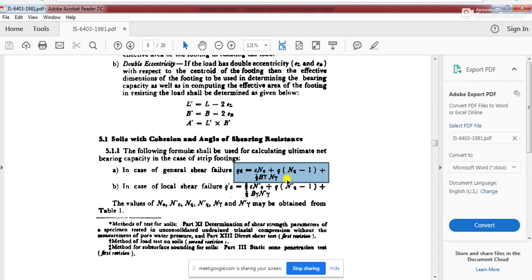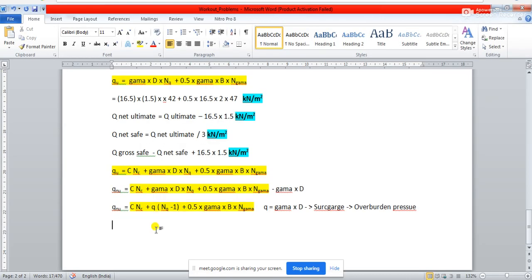Have you got it? So in case of general shear failure, exactly whatever Terzaghi has said, the Indian Standard Code is also saying the same thing. Is it clear? And for local shear failure, what is the code saying? The code is saying what Terzaghi has said for local shear failure.